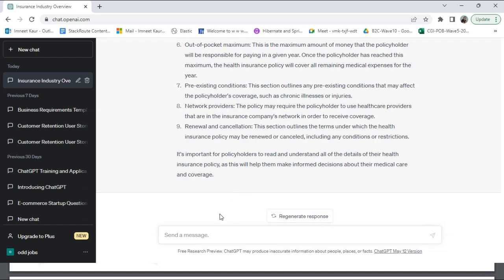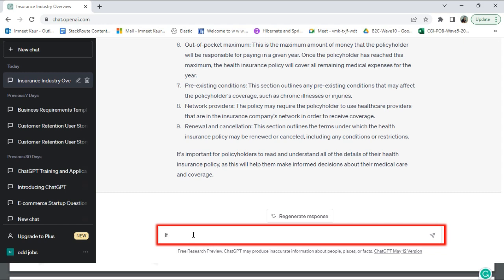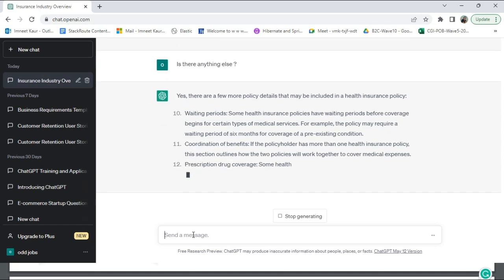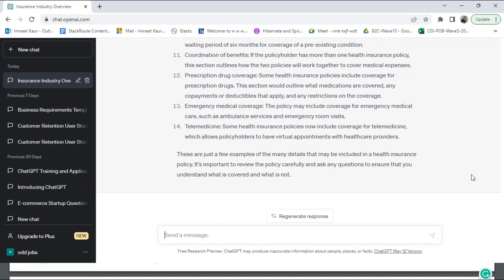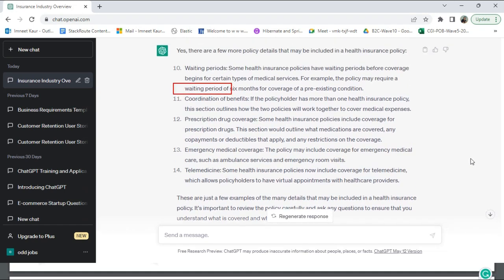So now let us see if ChatGPT can give us more. So if I type, is there anything else? So we are talking in a conversational manner. So let me just enter it. So again, it has given us 4 points. So as you can go through the examples, it has given us waiting periods, coordination of benefits, emergency medical coverage, and so on.